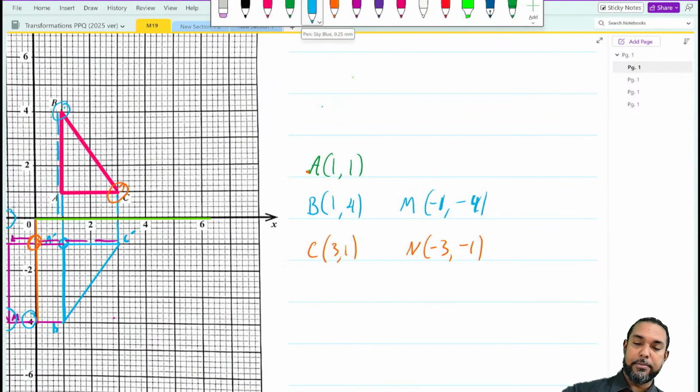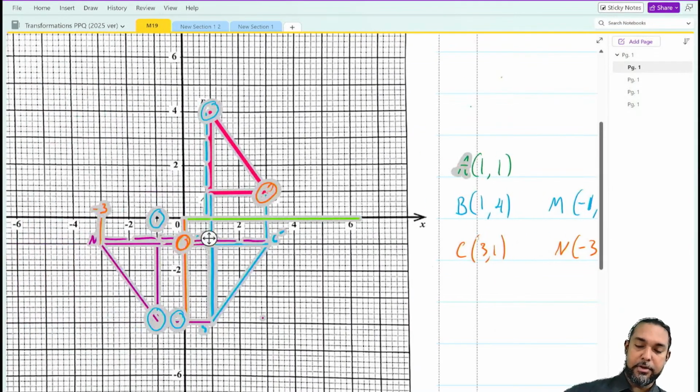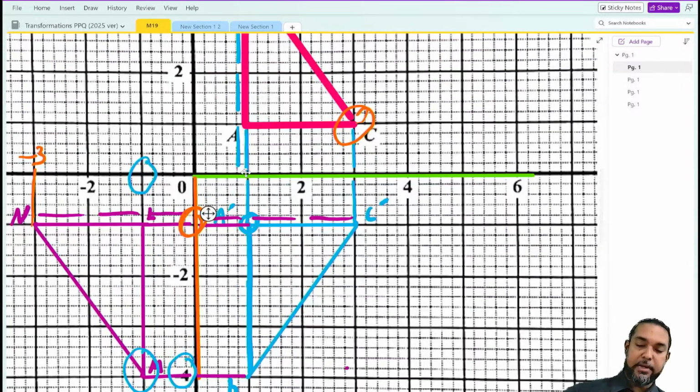Okay, and what about the last one, which is point A? Right, so A and L correspond. Let's take a look. A had coordinates 1, 1. L had coordinates -1 and then -1.